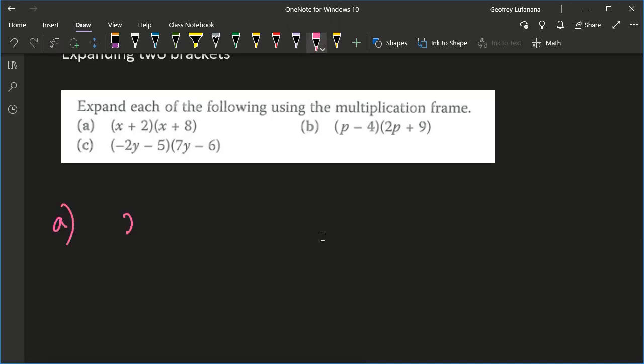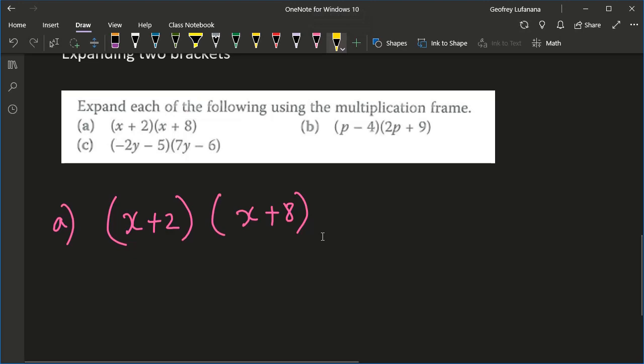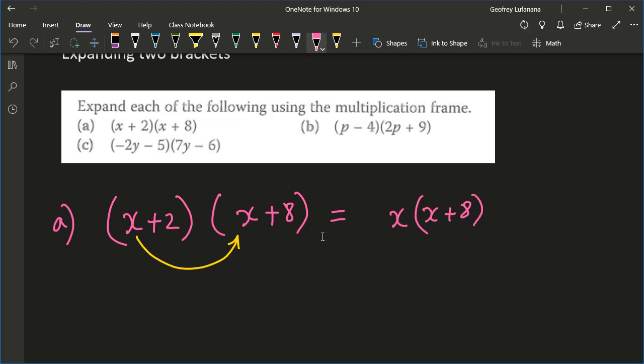So part A, we have x plus 2 into x plus 8. Now, it means that whatever term we have in this bracket over here has to multiply every term in this bracket. So I will put arrows once again to help me see. So I have x multiplying that, so meaning that this will be equal to x into x plus 8. So that's that x multiplying the second bracket. And I'll also have this term here. Please note I am taking it with the sign in front of it, multiplying the second bracket too. So this would be a plus 2 into x plus 8.